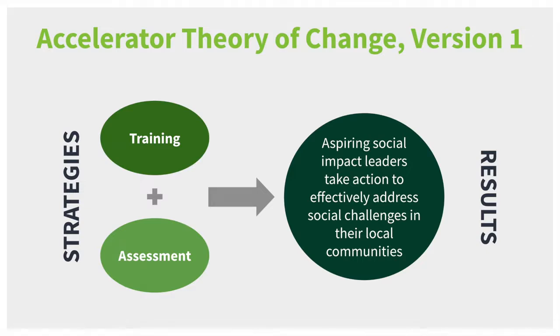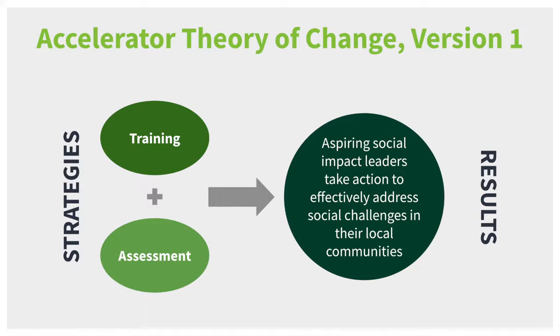Are the strategies evidence-based and plausible? Maybe, but we don't have a lot of information to go on. Both sound like good ideas, but it's hard to know how realistic they are without a bit more information. Is it clear how the strategies and results connect? Not entirely. It's difficult to see the logic in this model because we don't know enough about the strategies to understand how they will get us to our results.